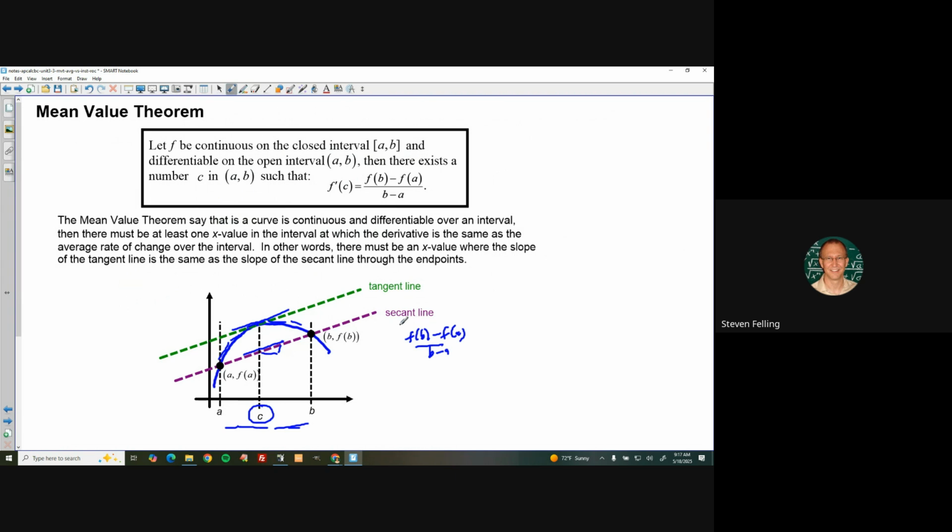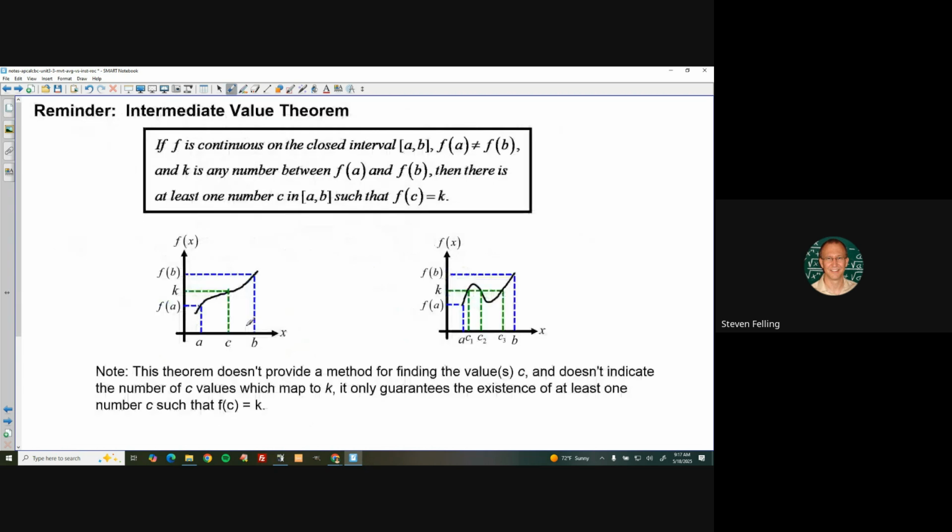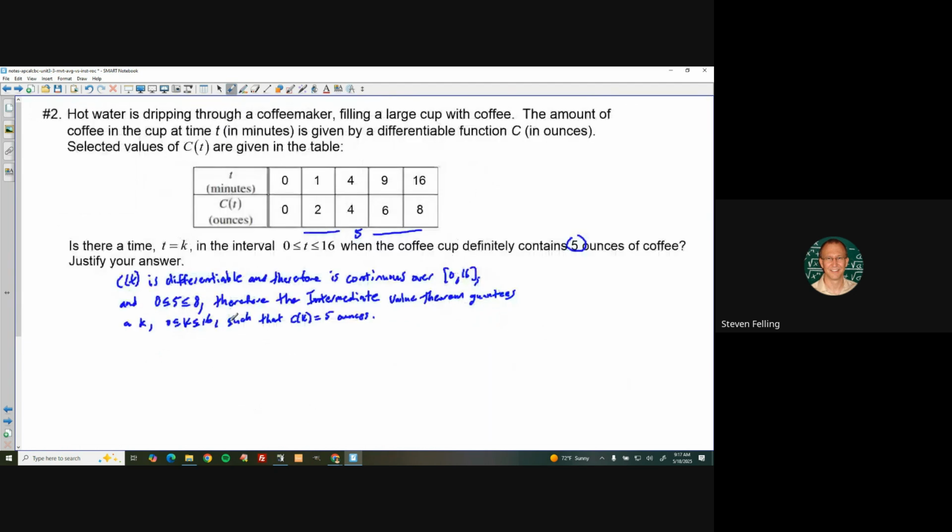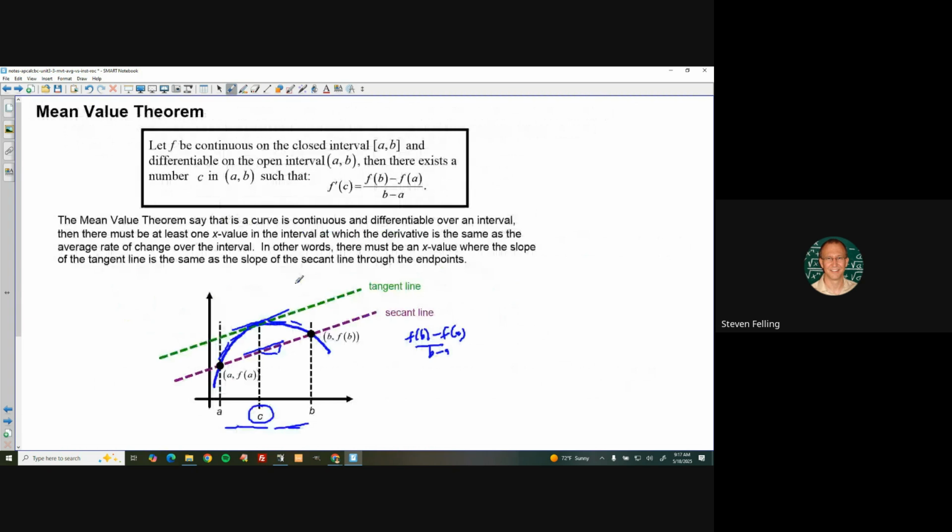Right, now that's different than the intermediate value theorem. The intermediate value theorem states that there is an x value that just produces a y value. So the intermediate value theorem is about producing the y value. The mean value theorem is about producing the derivative. So what you're basically saying is the derivative at c is equal to the average rate of change. So the mean value theorem is about the mean rate of change, or the average rate of change.